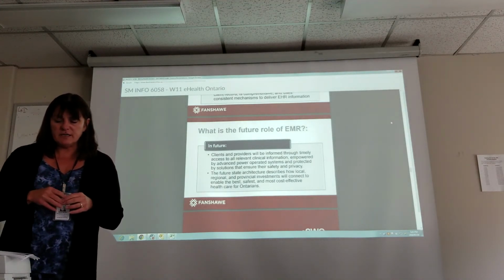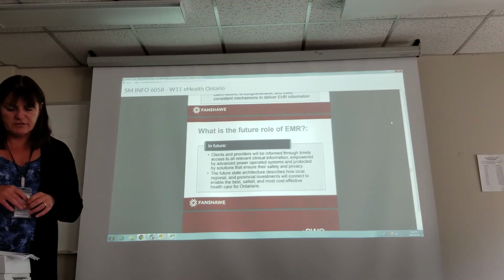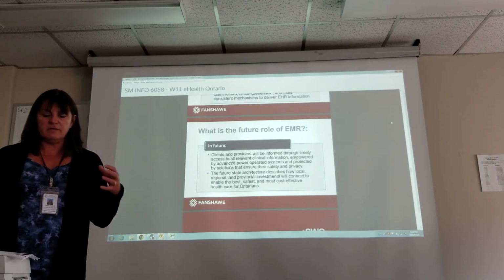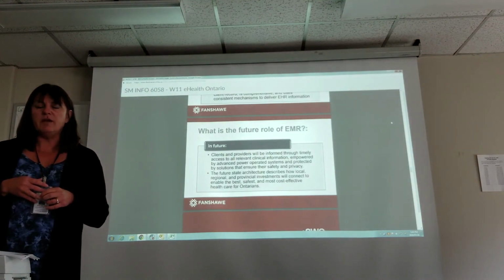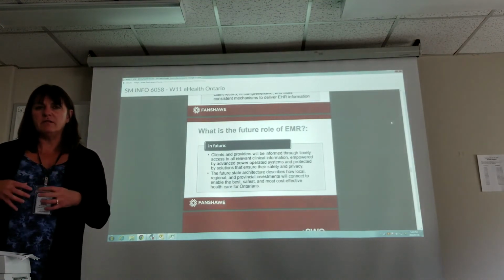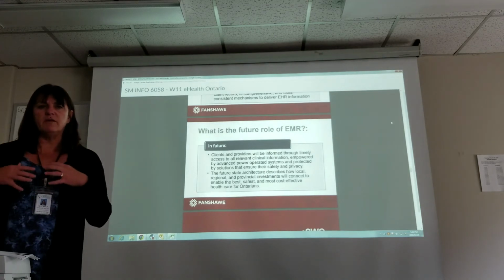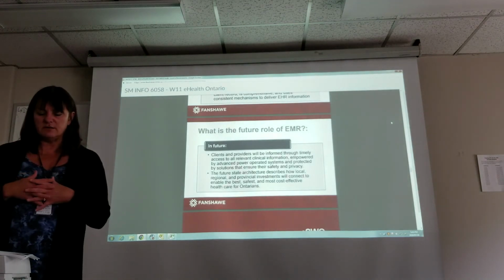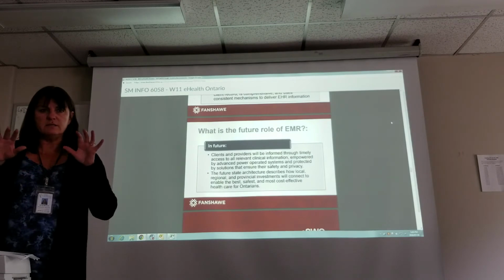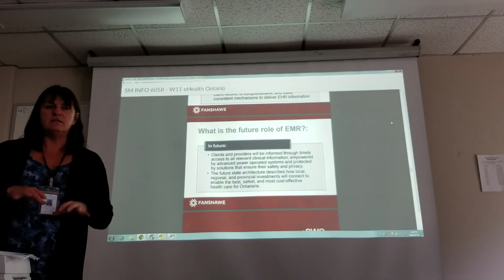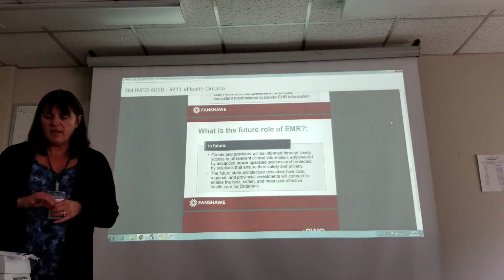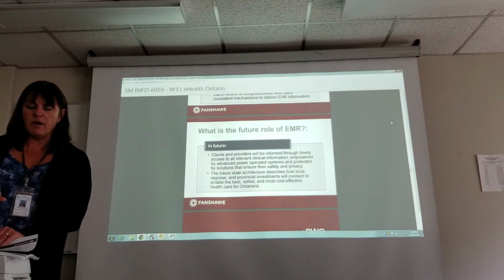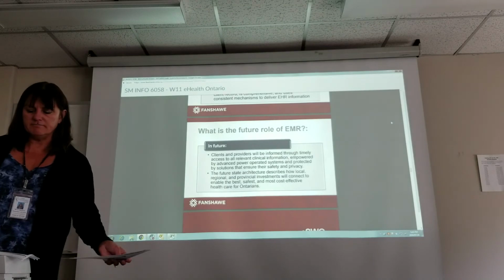The future architecture describes how local, regional, and provincial investments will connect to enable the safest and the best and most cost-effective healthcare. So we have to make sure that we are accountable to the dollars, accountable to governments who are giving us the monies to spend on these systems. We want to make sure that it is standard architecture, that it's an efficient architecture, and that it meets the requirements of the local needs.